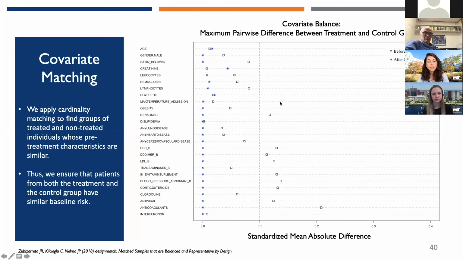And as you can see in this figure, we achieve pairwise balance between the two groups below 0.05 for all covariates considered. In blue, you can see the results after matching, and the squares indicate our results prior to matching. So there is a clear improvement in the balance of the two cohorts by applying this process.